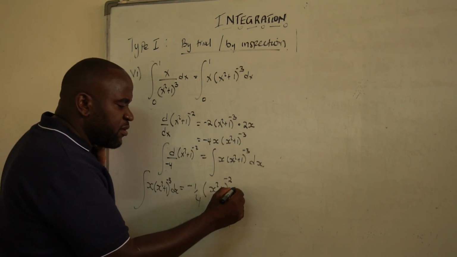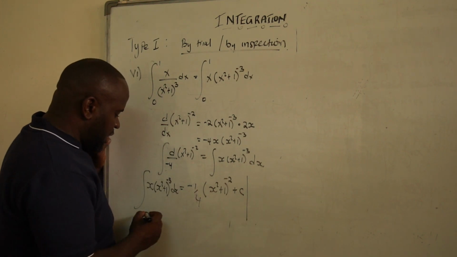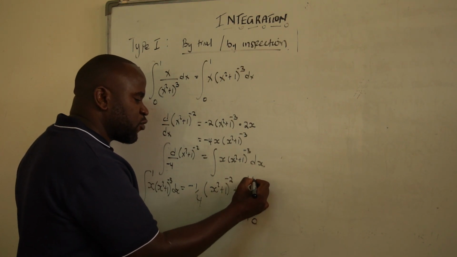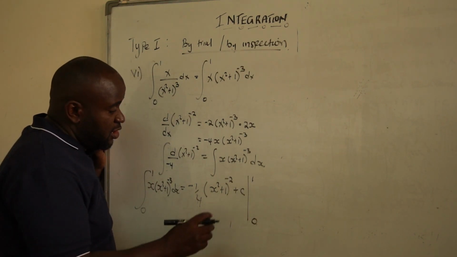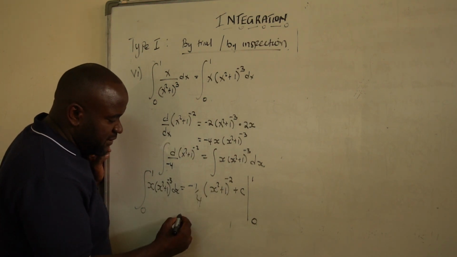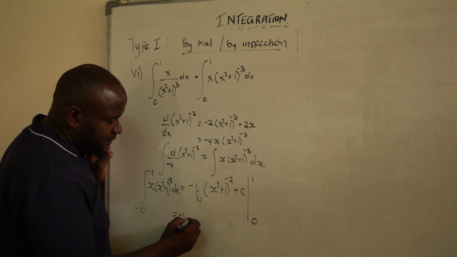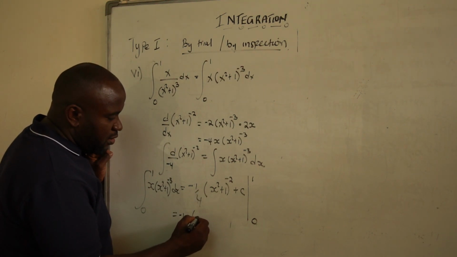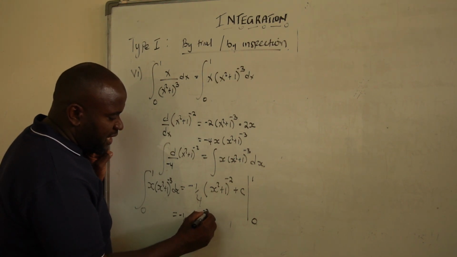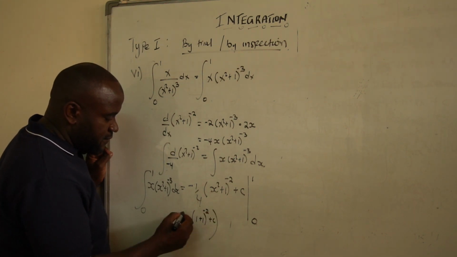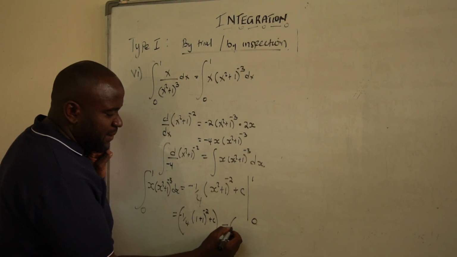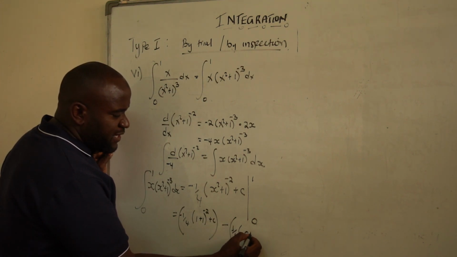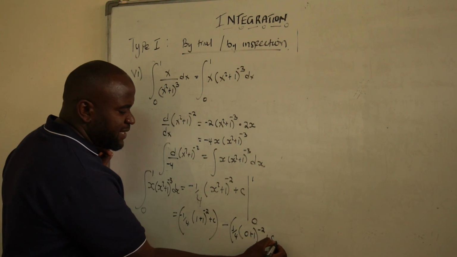But remember this time round, when I say plus a constant, we had limits from 0 to 1. So this is from 0 up to 1. So how do we handle the limits? We shall substitute the limit, which is the upper limit. When you substitute 1, you get negative a quarter into brackets 1 plus 1 power negative 2 plus a constant. Then minus, when we substitute 0, we shall have negative a quarter into brackets 0 plus 1 to the power negative 2 plus a constant.